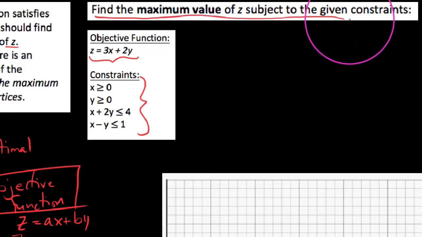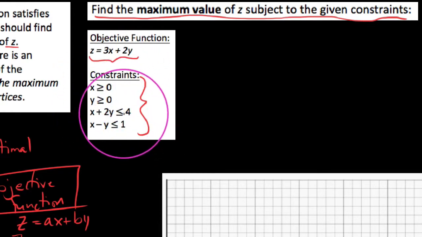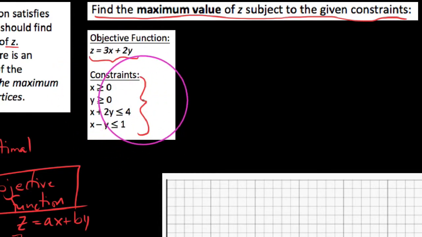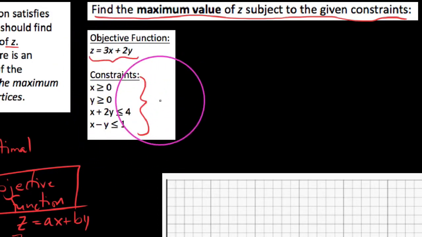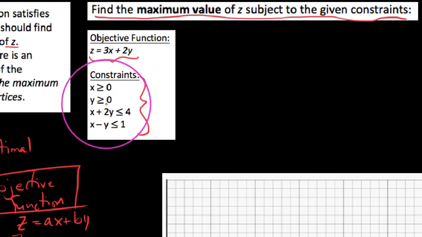I want to find the maximum value of z, but subject to these restrictions, these constraints. In other words, which of the points in our solution region, or feasible region, would make our objective function the biggest, in this case the maximum value of it? So what we'll do is find all the vertices and plug them into this objective function to see which one does it. Let's start by graphing what we have here.